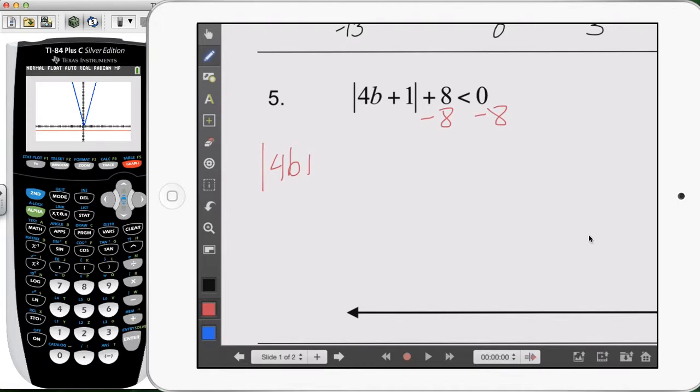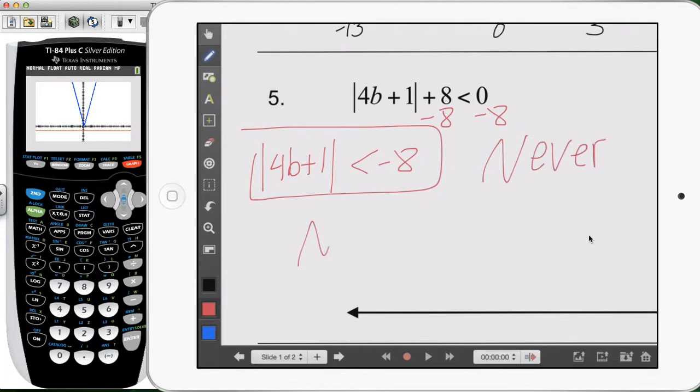You get absolute value of 4b plus 1 to be less than a negative number, and that is never true. So always take a minute once you solve before you start dividing into a left equation or right equation. When can an absolute value be less than a negative number? Never. So in this case, you have no solution.